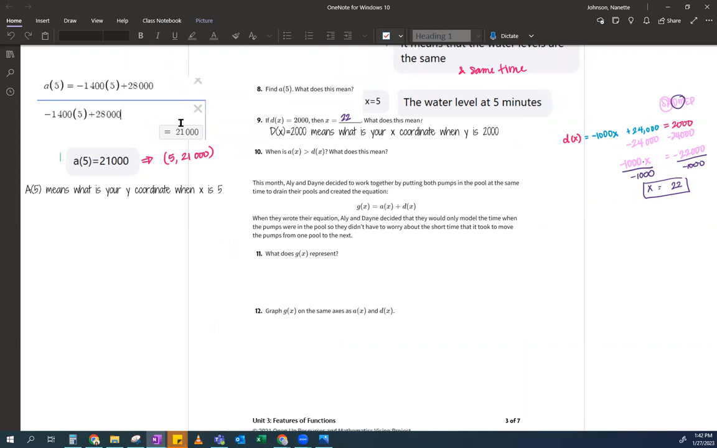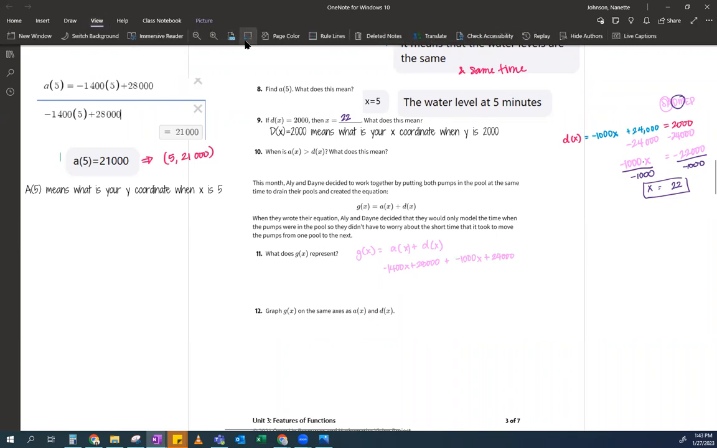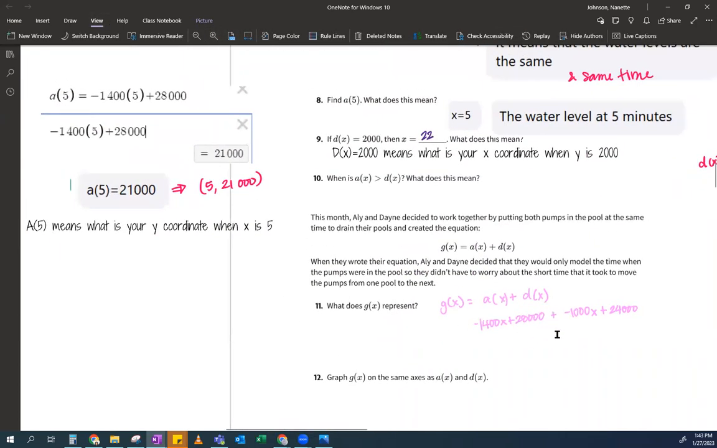Wait, hold on a second. Where is it? Here it is. So G of X equals A of X plus D of X. A of X is equal to negative 1400X plus 28,000, plus D of X, which is this guy over here, negative 1,000X plus 24,000. Okay, there's my equations. Everybody good? Let's make it a tiny bit bigger. Okay, so there's your G of X.